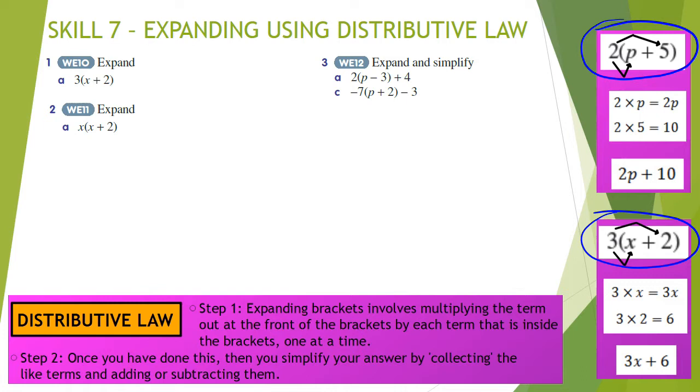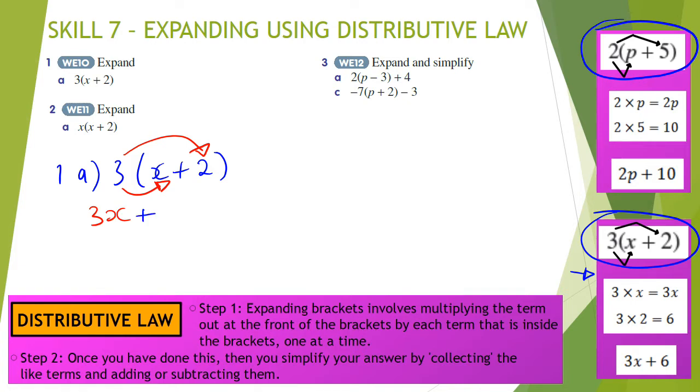What we're going to do is focus on the questions over here. Question 1a first. We've got 3 out the front of x plus 2. The example of this is over on the right, as we said before. So what we do is we draw 2 sets of arrows. We're going to do 3 times x, and we're going to do 3 times 2. 3 times x is 3x. Then we put the plus symbol in, and 3 times 2 is 6. So our final answer is simply 3x plus 6.